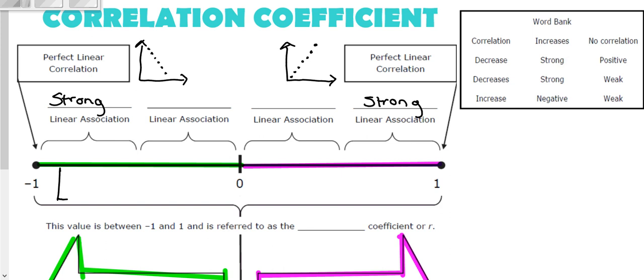So a negative strong would be very close to linear, but not quite. So this is going to be very close to -1, between 0.5 and -1. And then we can have a weak linear association. A weak linear association is going to be closer to 0, and my data is going to be more spread apart, but still it's going to have a decreasing pattern.